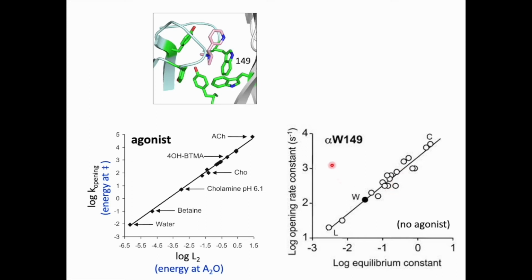So in this plot, each symbol is a different mutation. I think we made 18 or 19 different mutations of tryptophan 149 and measured the effect on the opening rate constant and the equilibrium constant. Now, in this plot, there was no agonist present, so we were just interested in the effect of the mutation on L0. We measured L0, not L2.